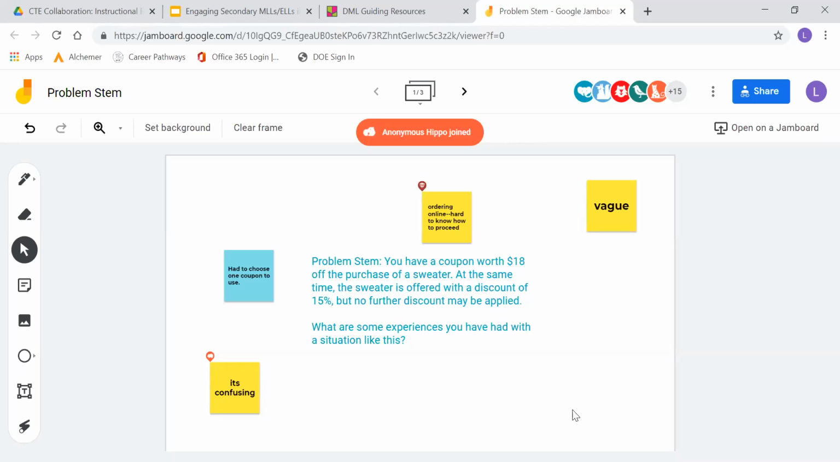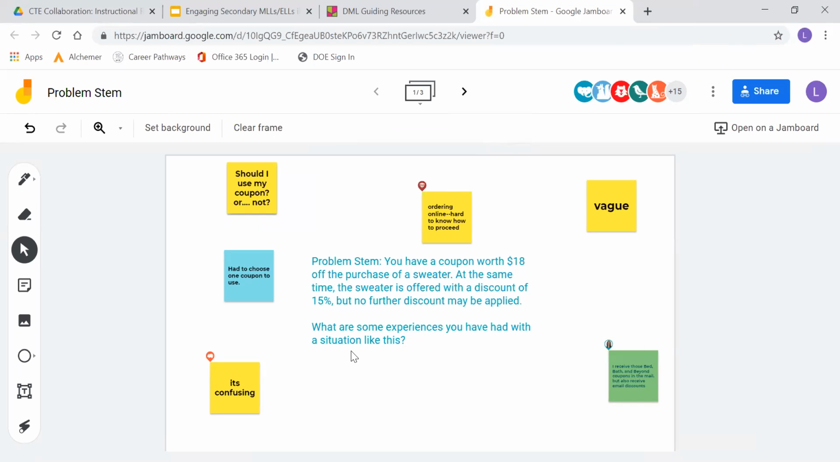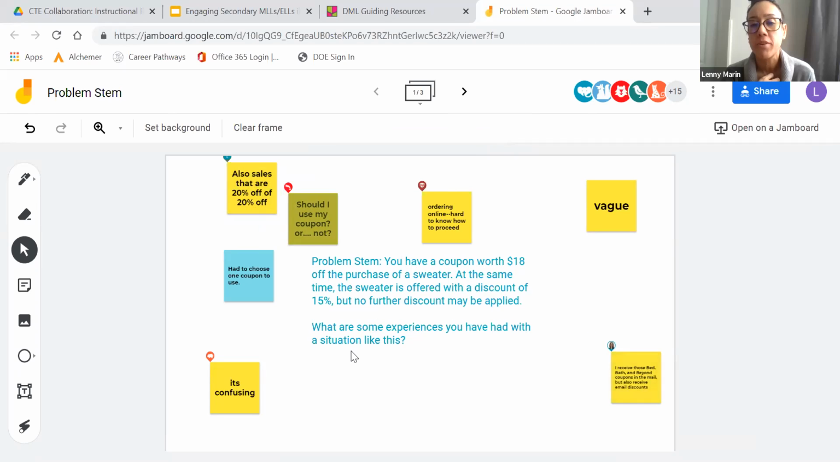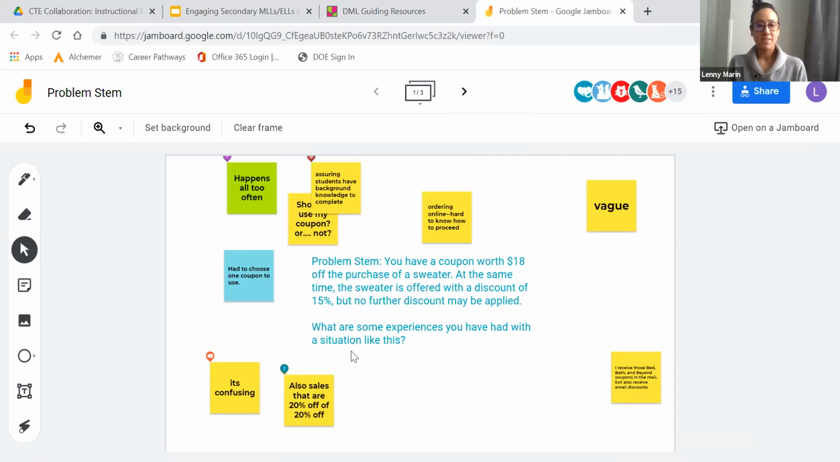What are we doing? So the problem stem, think about it as the word problem that the student would get, is the one at the top right here. Okay. And what you're answering is, what have been your experiences with a situation like this? Great, thank you. I didn't see the link, thanks. No worries.